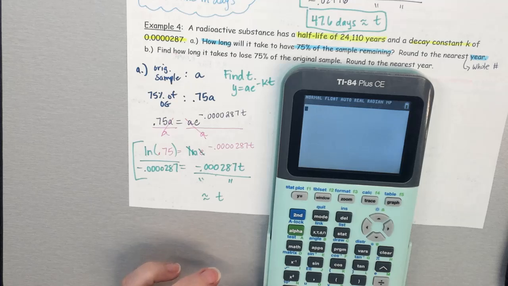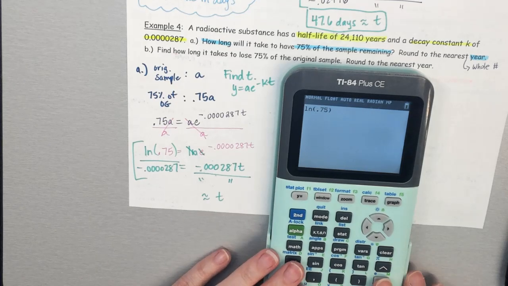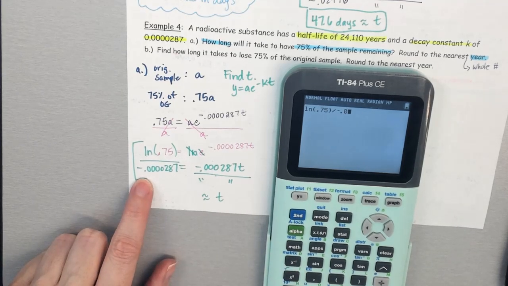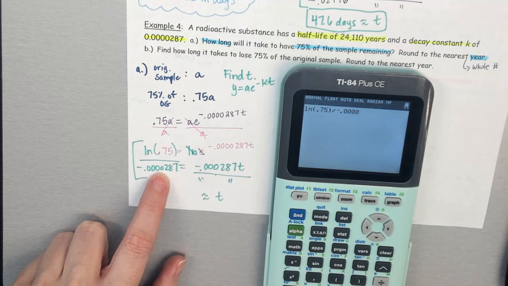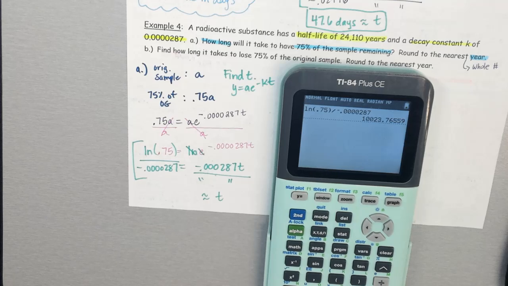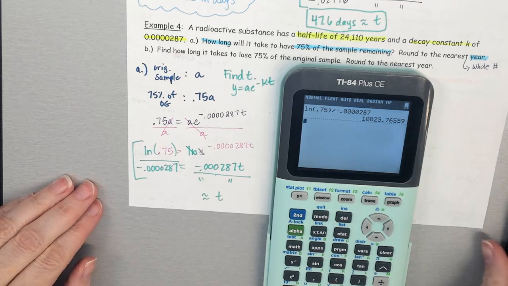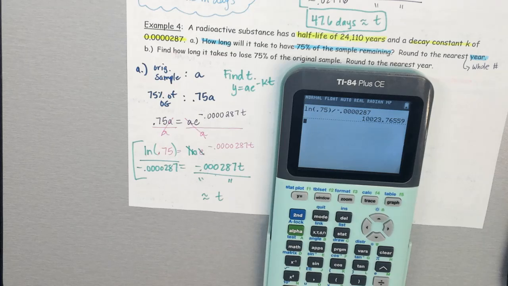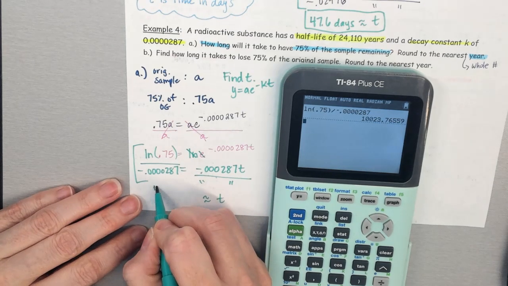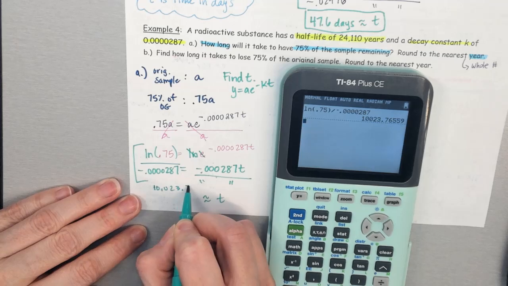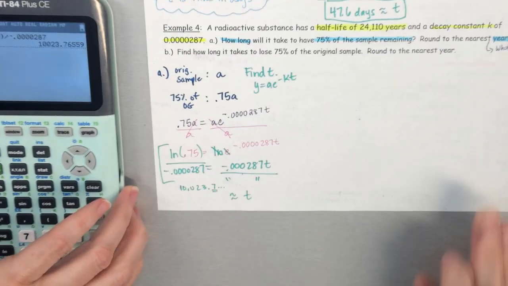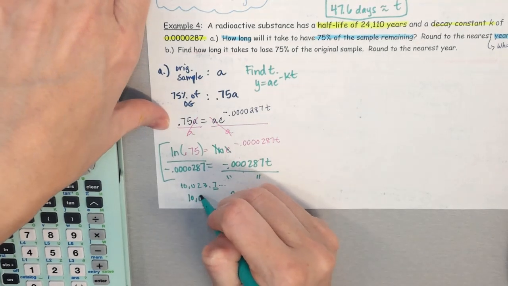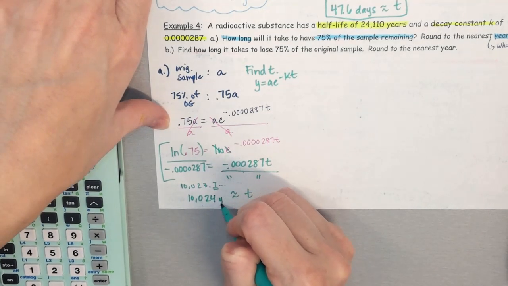Okay, so we have the natural log of 0.75 divided by negative 0.0000287. Okay, so if I'm rounding to the nearest year, I'm just going to look at that decimal right after. Okay, so that 0.7 is going to bump that up to 10,024. And this is in terms of years.